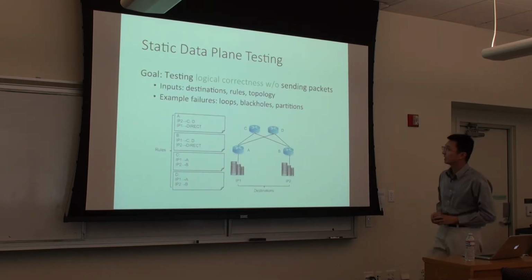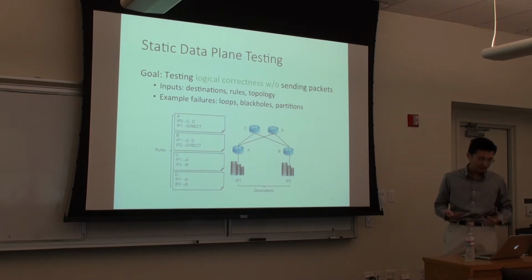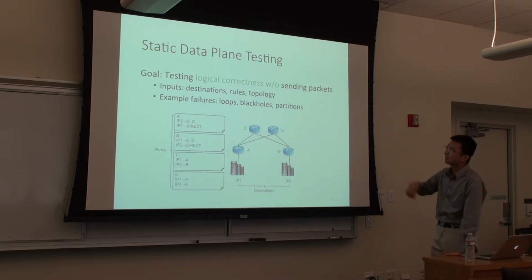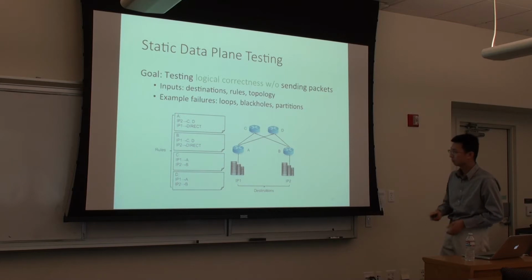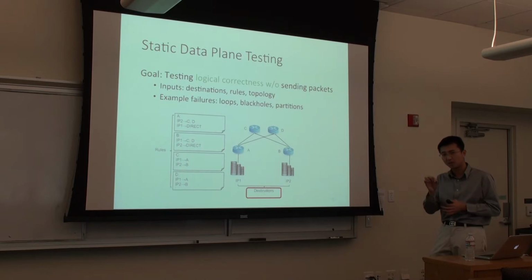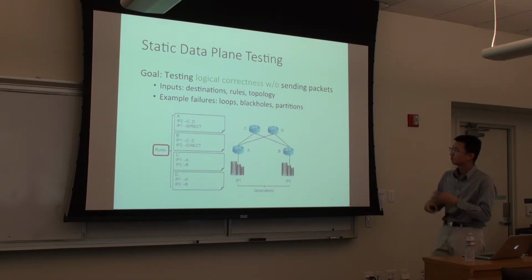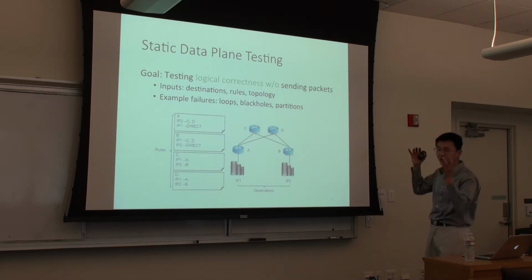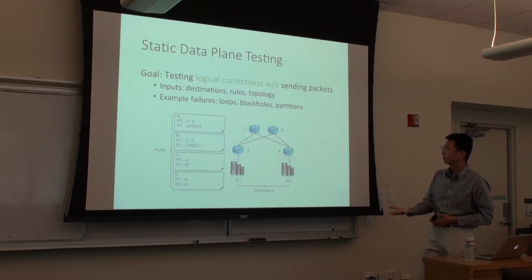So let's start with static testing. Static testing checks logical correctness without sending test packets. The inputs of these static testers are destinations, which are IP addresses. Normally, it's not a single IP address; it's an IP subnet, a collection of IP addresses. And rules, just forwarding rules, termed pure IP forwarding rules. And the topology is just how networks are connected together. Example failures of logical correctness are loops, black holes, or partitions.